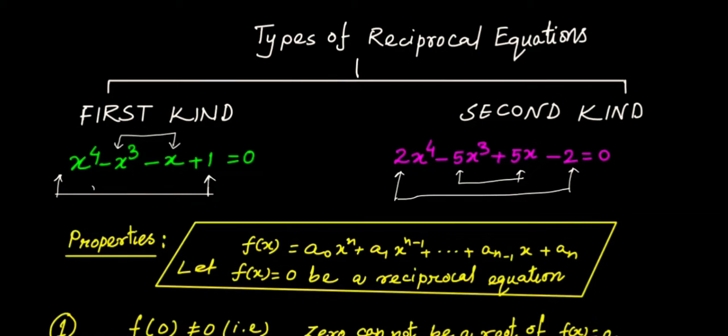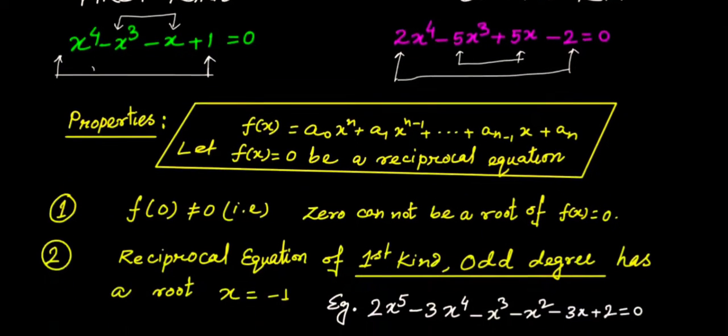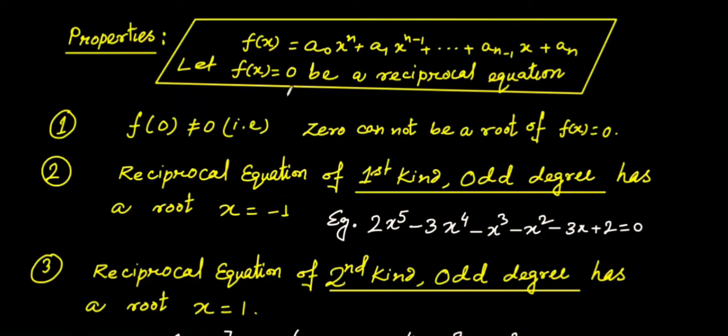Now let's talk about properties of reciprocal equations. Let f of x equals 0 be a polynomial equation. Then 0 cannot be a root of this equation, because if x equals 0 were a root, then 1 by 0 should be a root of this equation, but 1 by 0 is undefined. So 0 cannot be a root of this equation.